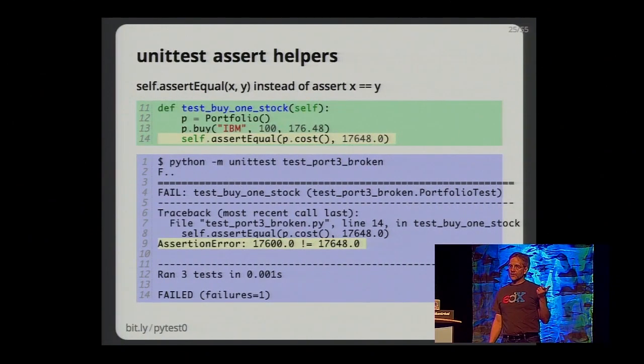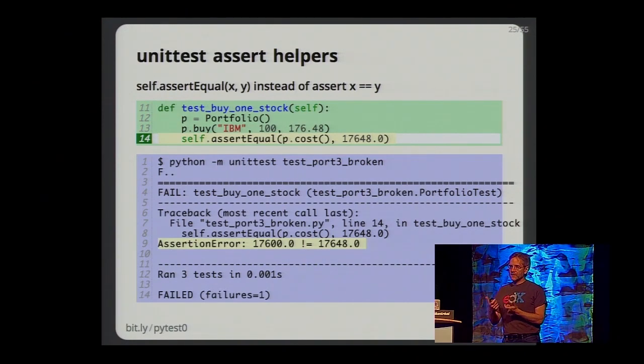So instead of using an assert statement, unittest.TestCase objects give you methods called assertEqual, for instance. So here you can see that we've got our test_buy_one_stock method. And instead of using an assert statement, we've called a method on the test case object itself. And instead of using an equality operator, we've passed the two values into assertEqual.